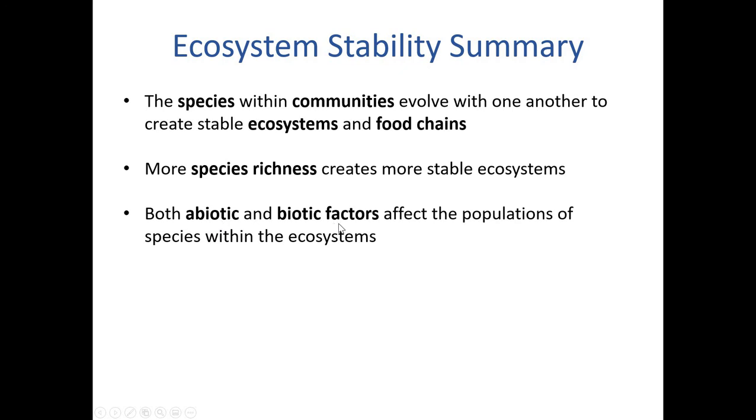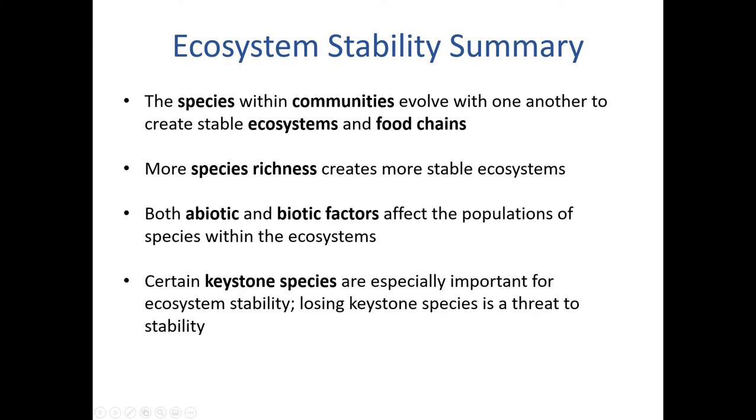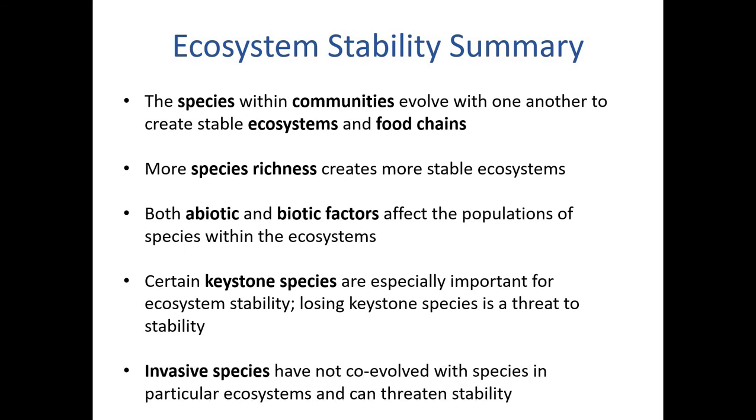And both abiotic and biotic factors are going to affect the populations of species within these ecosystems. And certain keystone species are essentially important for ecosystem stability, and the loss of these keystone species can threaten ecosystem stability. Additionally, on the opposite end of this, the introduction of invasive species that have not co-evolved with the species within particular ecosystems can also threaten ecosystem stability.